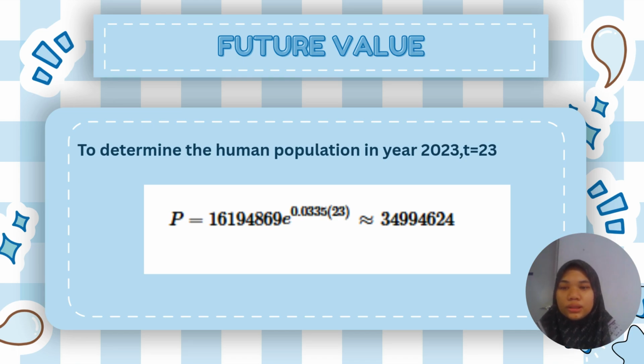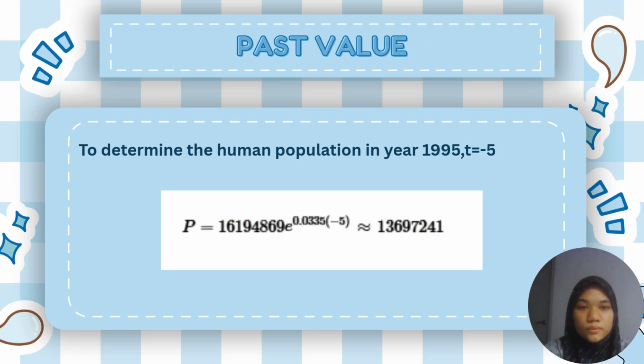After that, we calculate the future value in 2023, where t equals 23. We just substitute the t value into the general solution. Then it is the same for the past value in 1995, which is t equals -5. We just substitute the value and we can get the value of population.